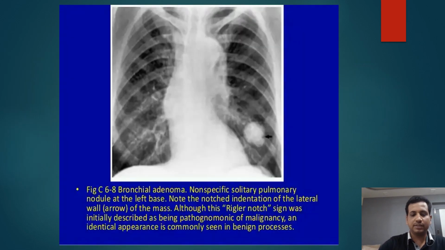Then there is one more called Rigler notch sign. This Rigler notch sign is seen in solitary pulmonary nodules. Here there is a notched indentation of the lateral wall of the mass. As you can see, this is the mass and this is the notched indentation. This is because of a vessel entering that nodule, and this was initially thought of as pathognomonic of malignancy, but now it is seen even in benign conditions like bronchial adenoma. So it no longer holds true, but that is called Rigler notch sign.